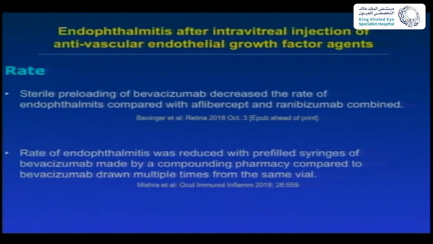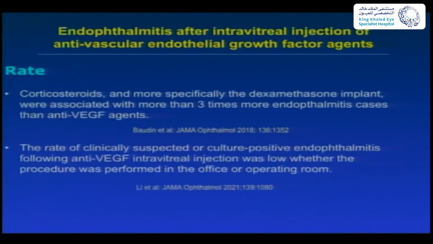Again, another study showed that sterile preloading of bevacizumab decreased the rate of endophthalmitis compared to aflibercept and ranibizumab combined, because the preparation is done in the pharmacy under complete aseptic condition. Another study showed that the rate of endophthalmitis was reduced with pre-filled syringes of bevacizumab made by a compounding pharmacy compared to bevacizumab drawn multiple times from the same vial. So the conclusion here, always use pre-filled syringes. Do you agree with this?